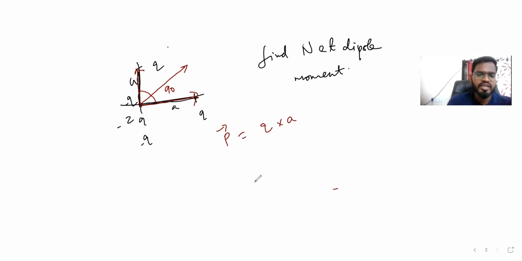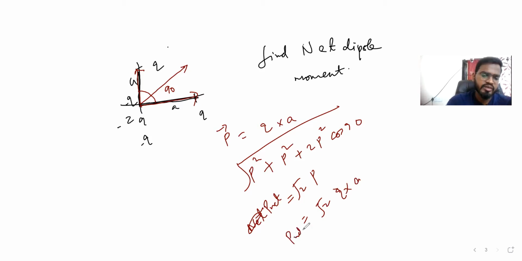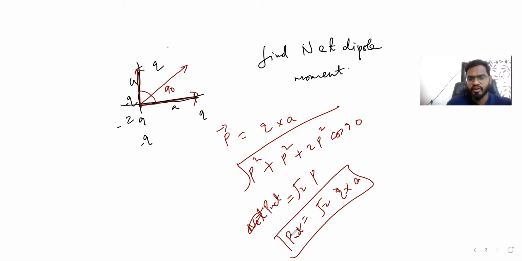So now we can say P net squared is P squared plus P squared plus 2 P into P into cos 90. Cos 90 is anyway 0. So directly we can say root 2 P is the net dipole moment, P net. Root 2 P, that is root 2 q into a. Hope you guys got it. That's it about the dipole moment.